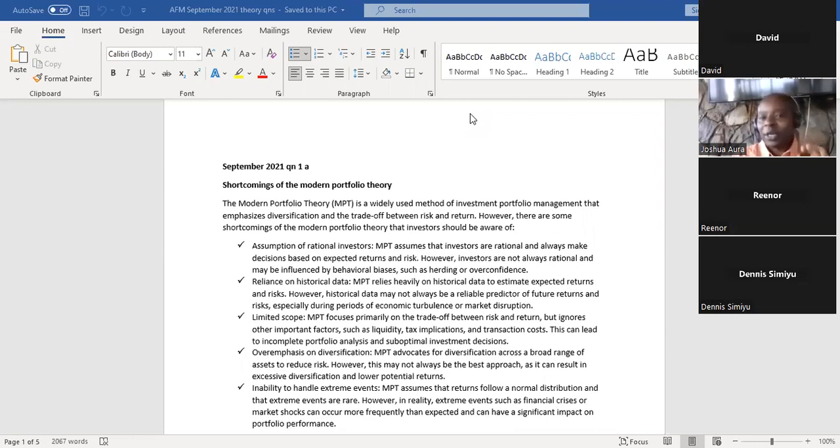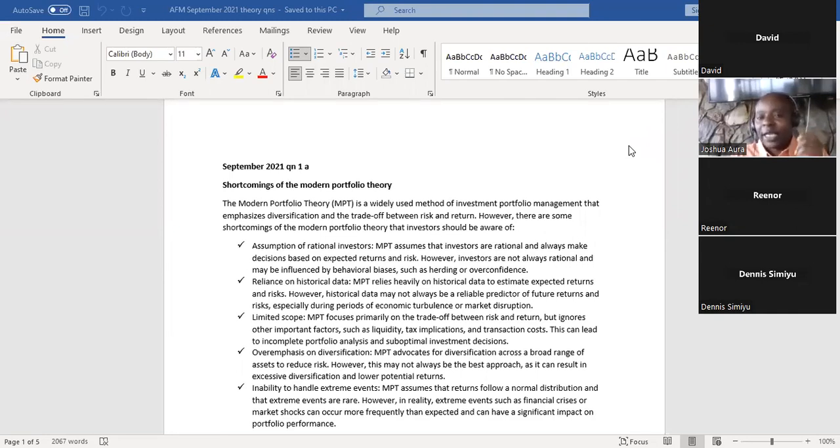Number two, the second assumption: modern portfolio theory relies heavily on historical data to estimate expected returns. History does not always repeat itself. There are different kinds of economic trends globally. So, limited scope: MPT focuses primarily on the trade-off between risk and return, those two variables, but ignores other important factors.